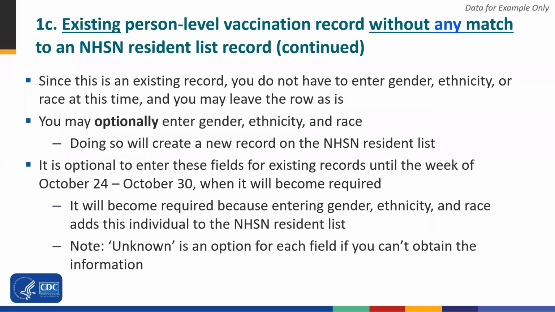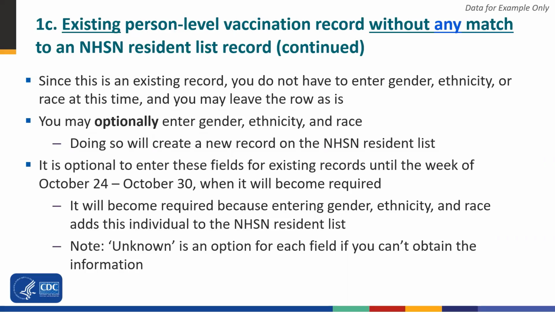And entering gender, ethnicity, and race will create a new record on the NHSN resident list for this individual. It's optional to enter gender, ethnicity, and race for existing records until the week of October 24th to 30th, which will be the first week after the next application release, when this will become required for both existing and new records. The reason that it will become required is because entering gender, ethnicity, and race adds this individual to the NHSN resident list.